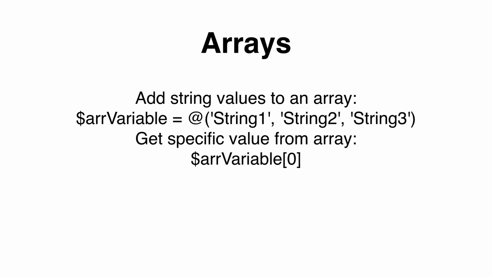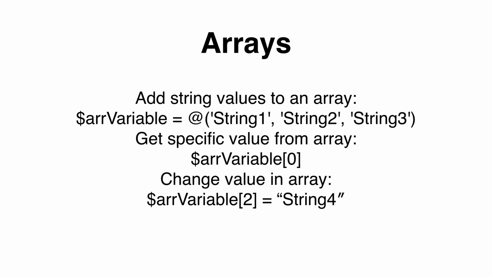If I wanted to call the second index, I will call an array with a square bracket 1 that will call string 2, and the same if I would have an array variable square bracket 2 that will actually result in string 3.